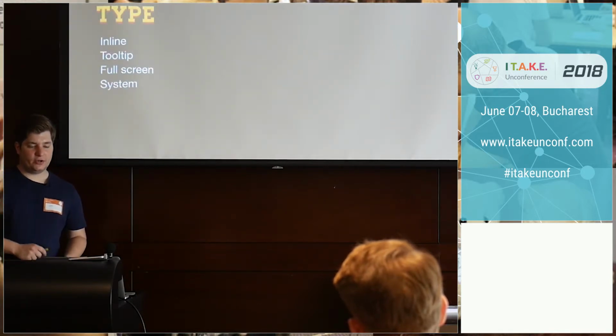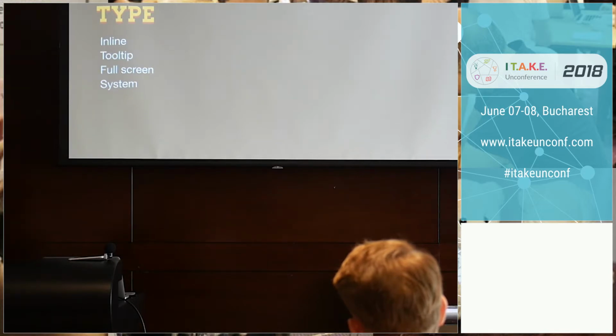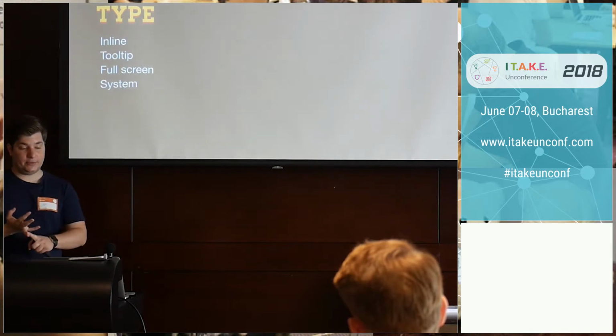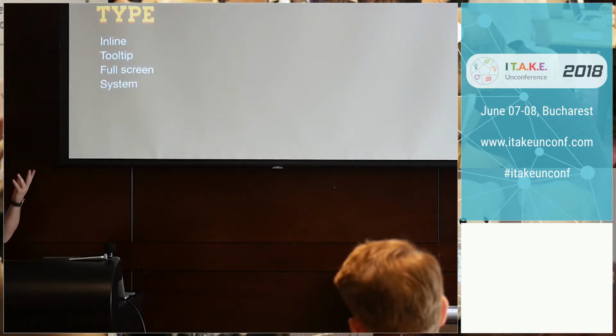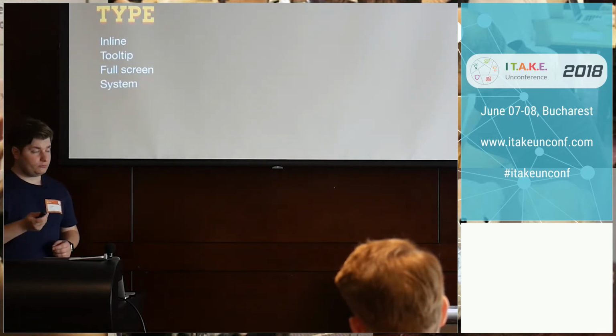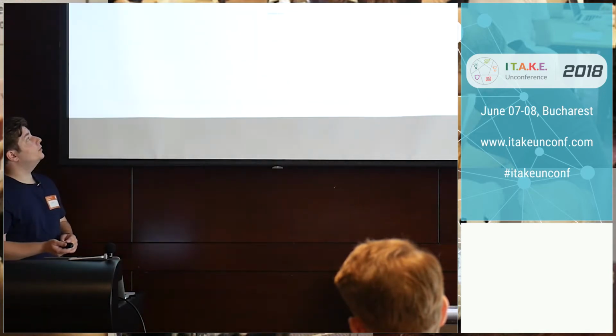These are the factors, types, and ingredients. Obviously we have copy and we have design. For the factors, the timing, so when you see the error messaging, that's important. And the most important part of it is the placement. The type: inline, tooltip, full screen, system messaging.